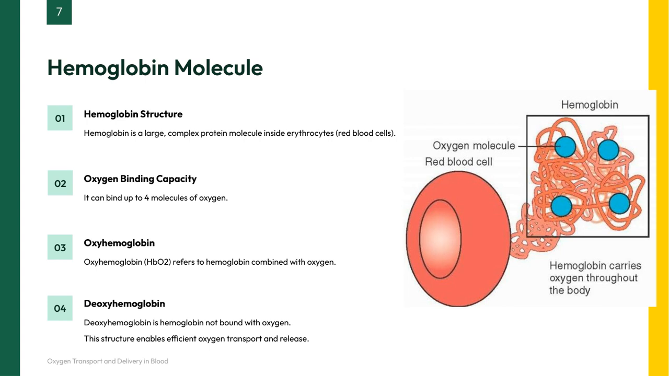So, in summary, the structure of hemoglobin allows it to switch between deoxyhemoglobin and oxyhemoglobin states, effectively capturing oxygen in the lungs and releasing it where it's needed most. This dynamic process is fundamental to maintaining proper oxygen levels in the body and supporting overall cellular function.